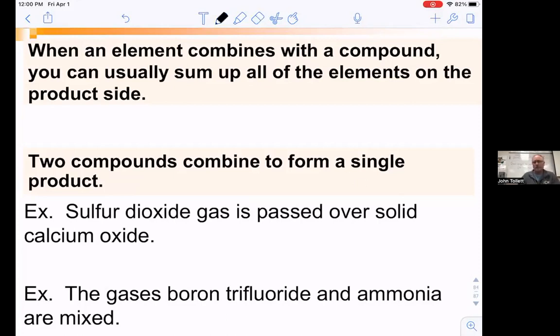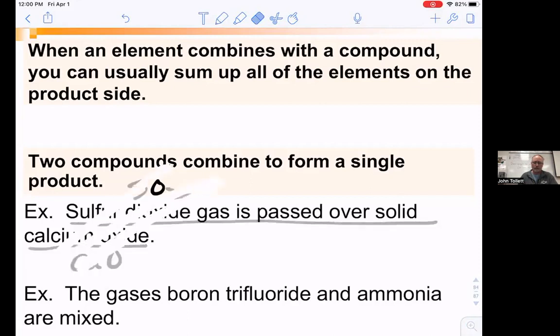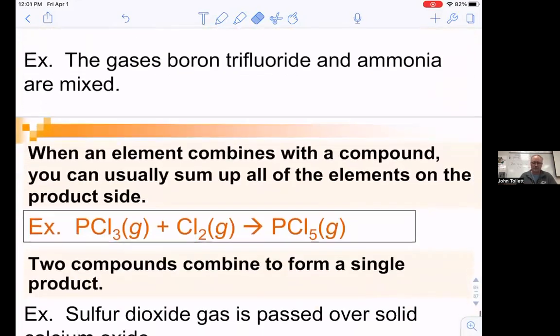On the bottom here, 2 compounds combine to form a single product. In the case of sulfur dioxide passed over hot calcium oxide, you have SO2 and a metal oxide. That's going to produce a metallic sulfite. So this is merely the rules backwards from what we did for decomposition.